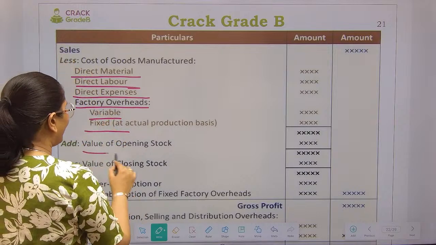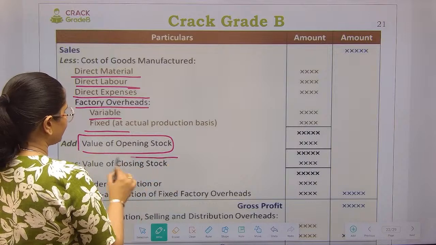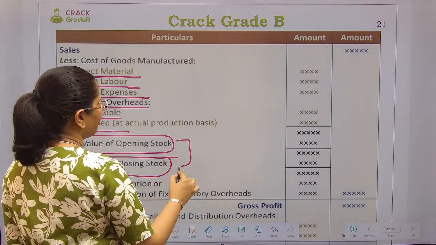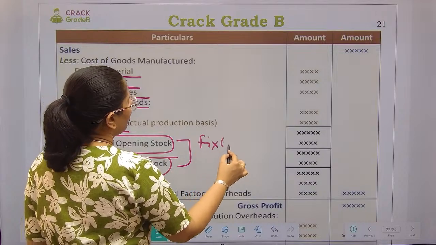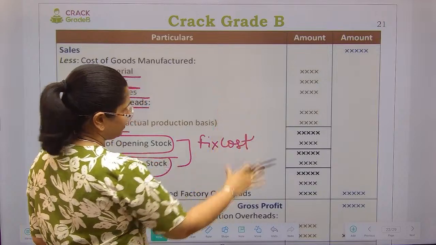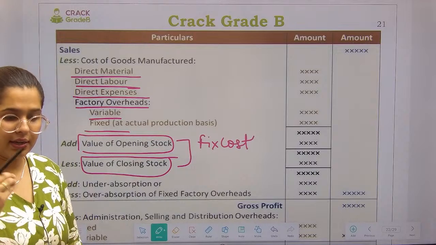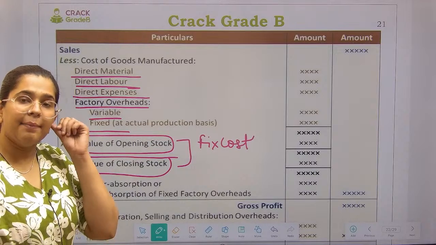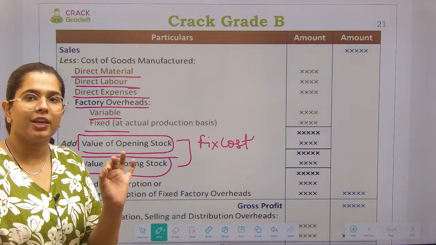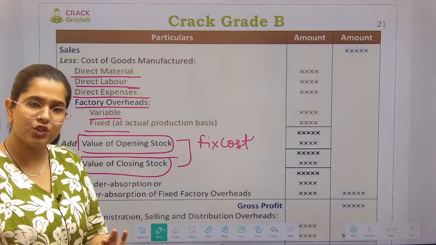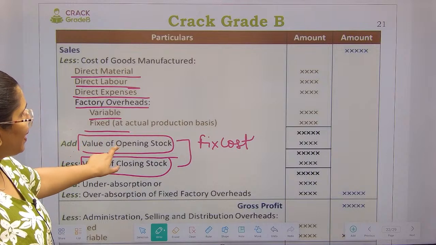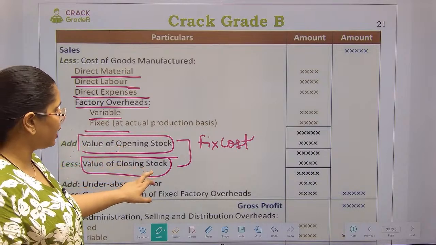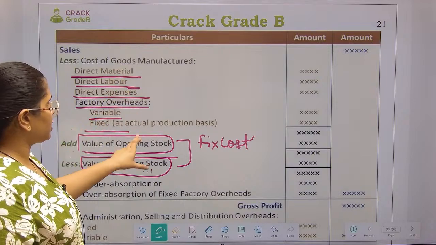Now you need to add the value of opening stock, deduct the value of closing stock, and all of these things, they will include a portion of fixed cost as well. अब देखो, आपको ये सब तो करना नहीं है, right? But the learning that you have to take is, in marginal costing, stock valuation does not include fixed cost, whereas in absorption costing, the stock valuation, जब मैं अभी अपना stock valuation करूंगी ना, so I'll take all these costs.